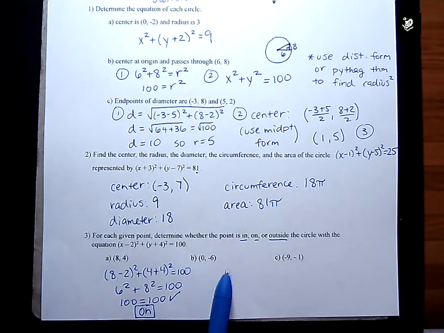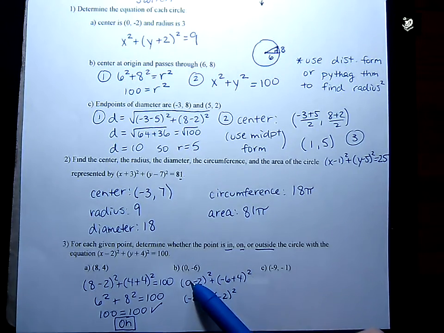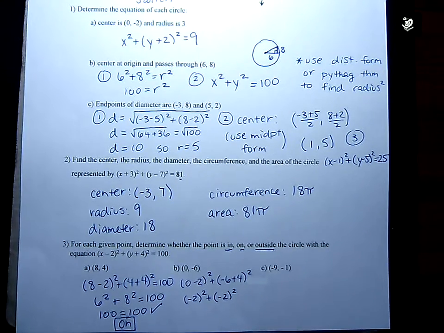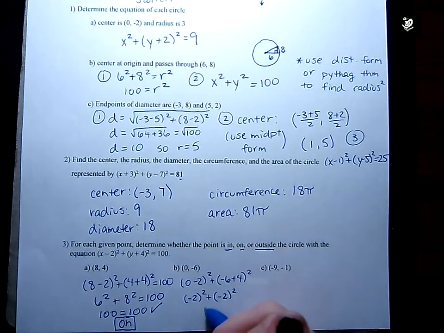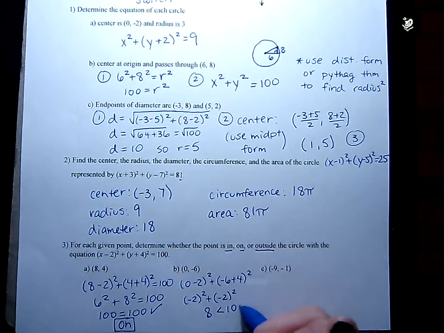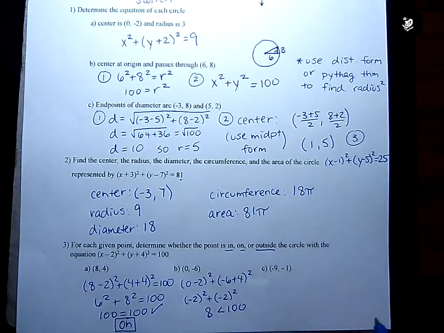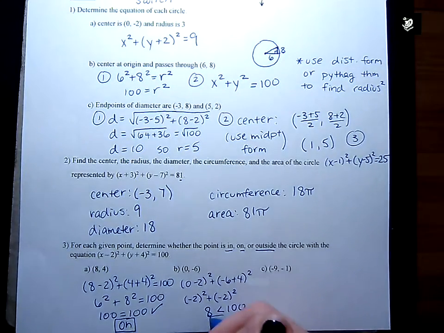See if you could figure out for B: is (0, -6) in, on, or outside the circle? If I plug in 0 for x and -6 for y, it ends up simplifying to -2 squared plus -2 squared, which is 8. 8 is less than 100, so this point is in the circle.